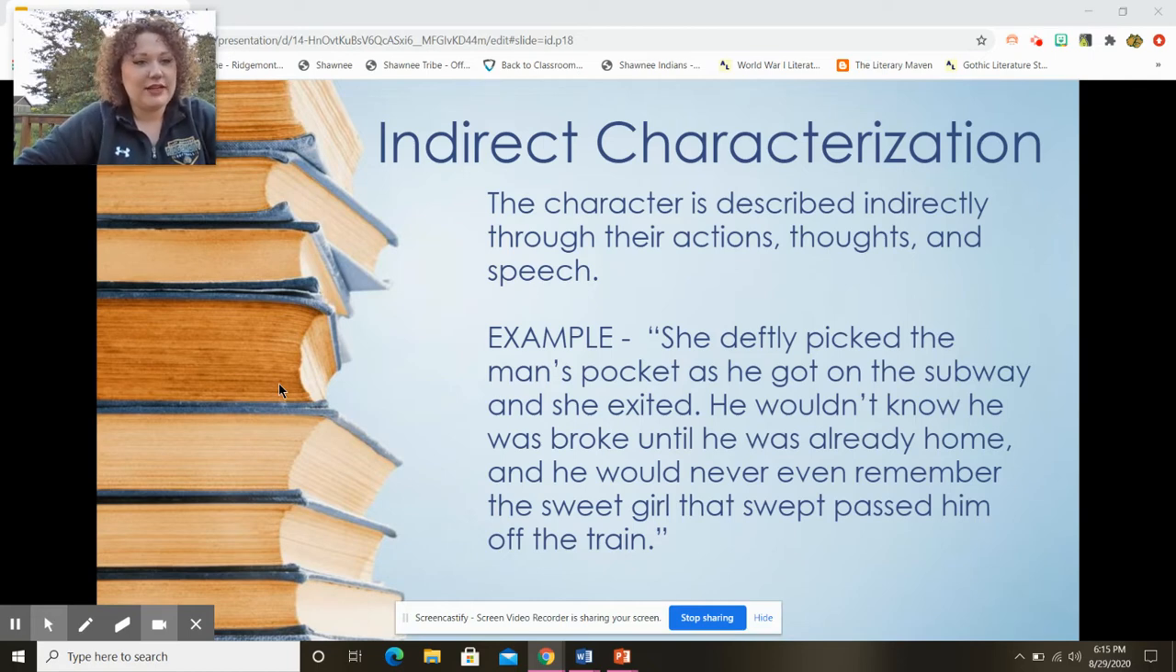So indirect characterization is preferred. So when we get into creative writing this year too, indirect characterization always reads as more interesting. It's always more descriptive, and you as a reader are able to connect with it better than direct characterization. But direct characterization can work really well too when you think that characters' traits are so large, it needs to be said. Okay, so they're a sneaky thief.